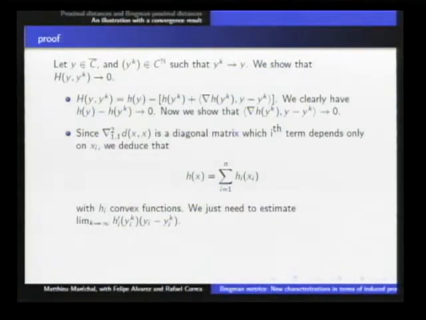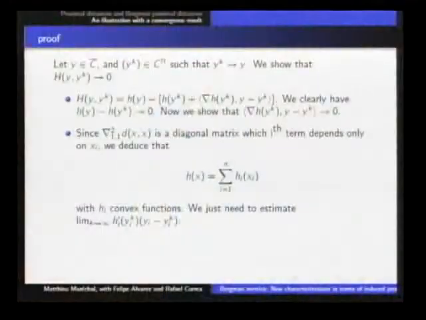What we do is that, thanks to this assumption, h of x can be written as a sum of h_i of x_i. Thus, we just have to prove the limit for all i, where h_i is a real convex function from R to R, because h is convex. Thus, we just have to estimate these limits.